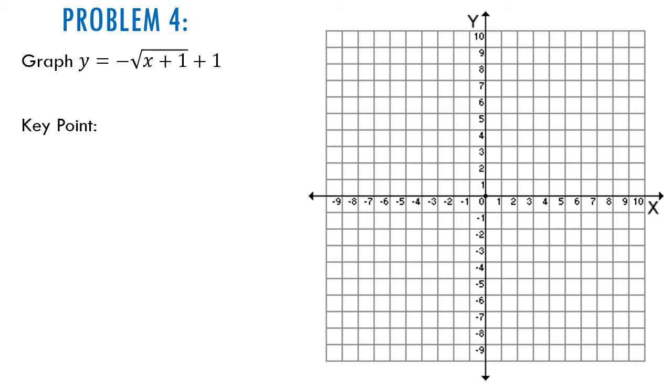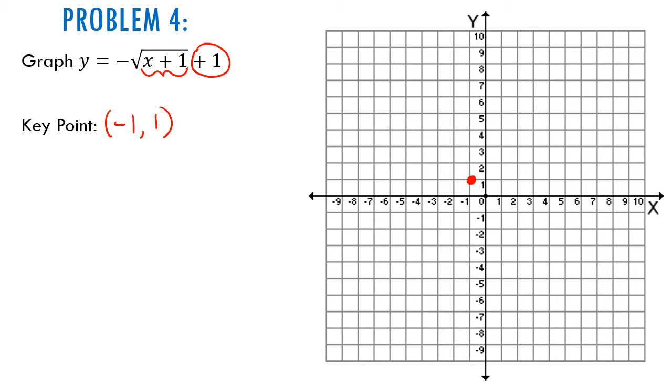All right, so our next one, we have y equals negative square root x plus 1, plus 1. So once again, our key point comes from here, and we ask the question, what number plus 1 is equal to 0? That's going to be negative 1, and then we take the back number, and that would be our y value. So we have negative 1, positive 1.